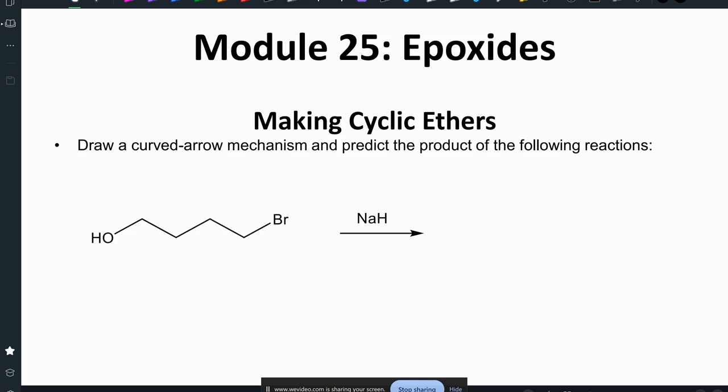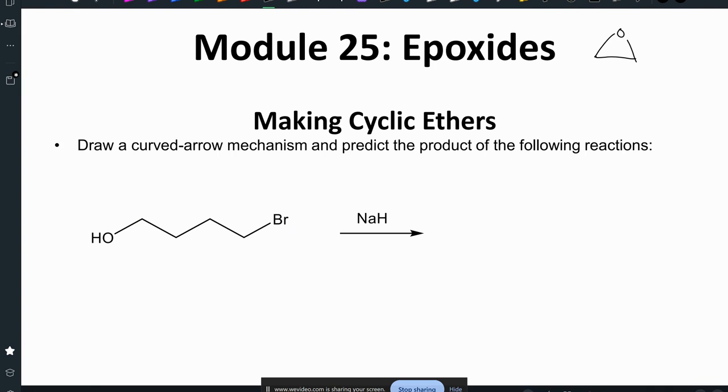Okay, let's talk about Module 25. This module is all about epoxides, which, in case you don't remember, are a form of cyclic ether. They are cyclic ethers where you have a three-membered ring with two carbons and an oxygen. Those are your epoxides. They are a little different than your typical cyclic ether, but we can make them in the same way.